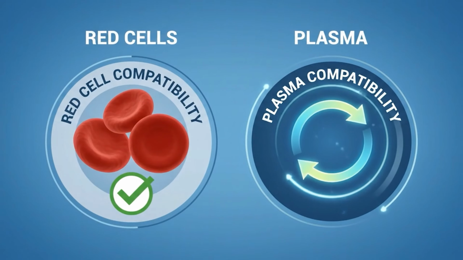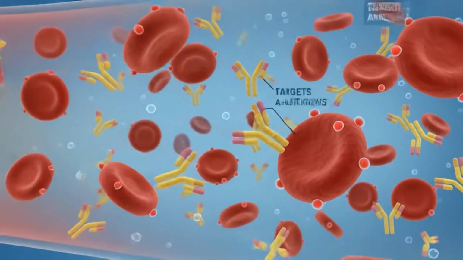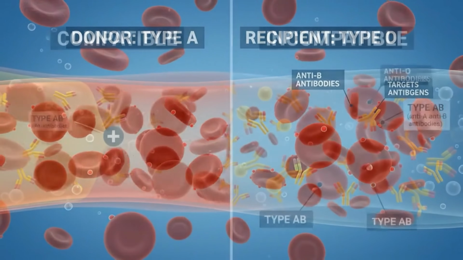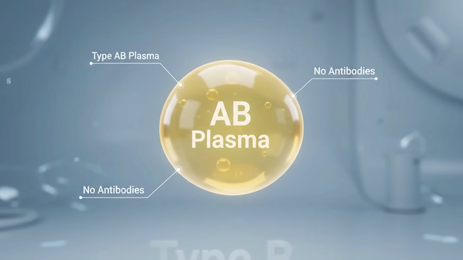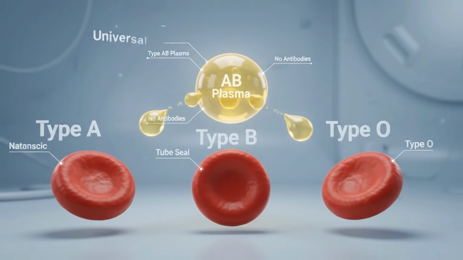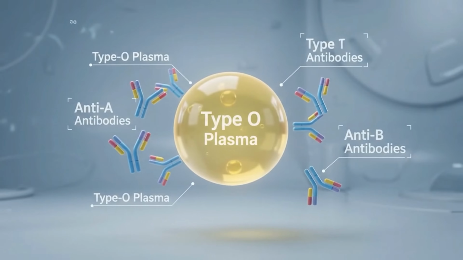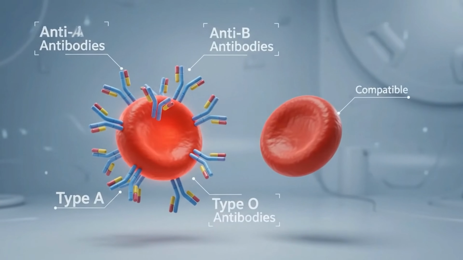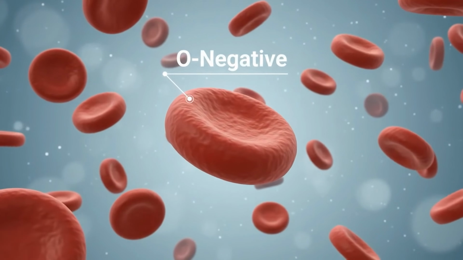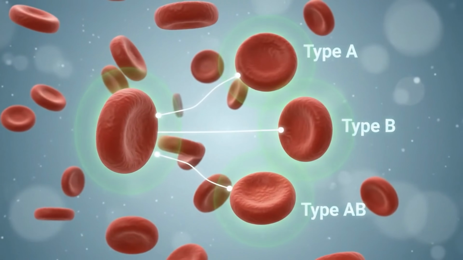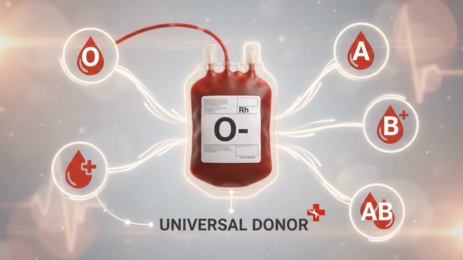And here's something surprising. Plasma compatibility works differently from red cell compatibility. In plasma transfusion, the antibodies in the donor's plasma matter. This is why AB plasma is considered the universal plasma donor, while O plasma can only be broadly given to type O recipients because it contains anti-A and anti-B antibodies. So when someone says O negative is the universal donor, they are talking primarily about red blood cells, not every component of blood. This distinction is extremely important.